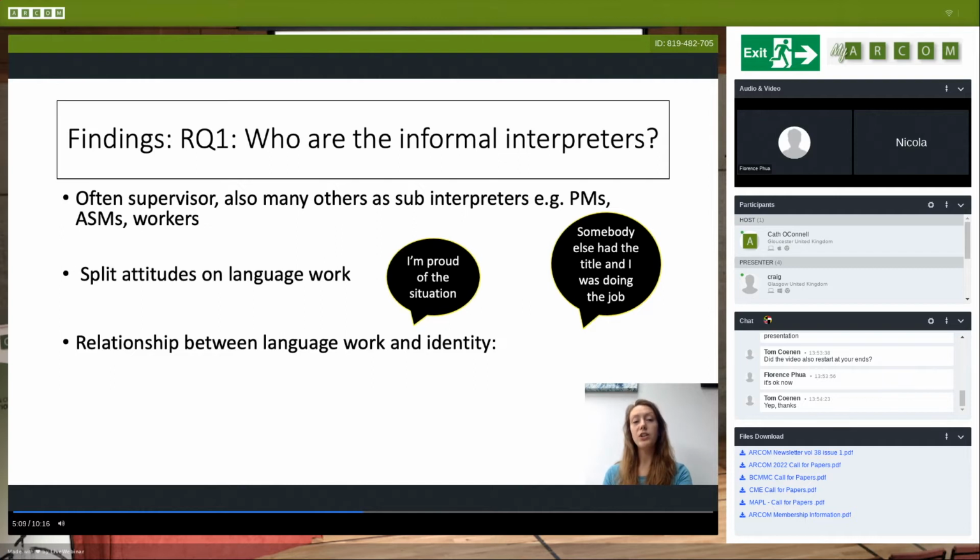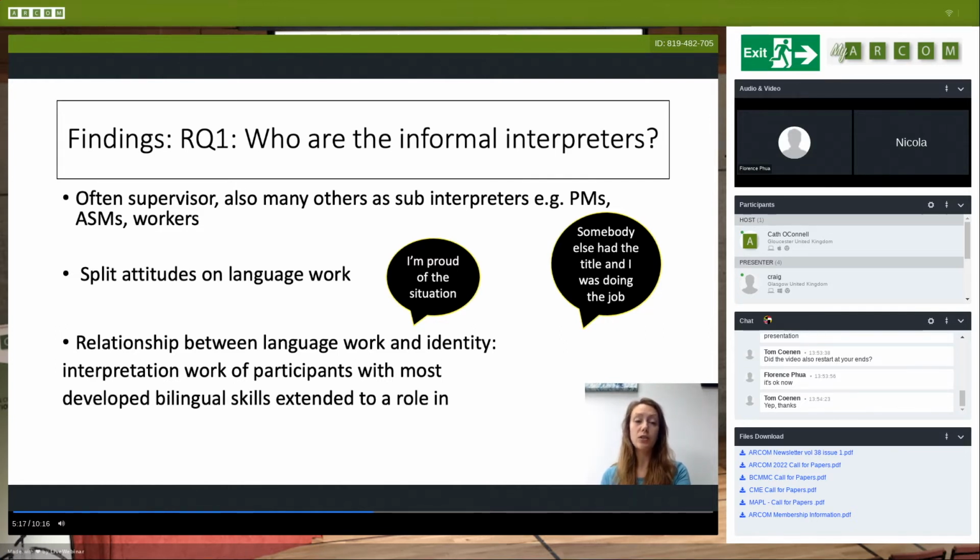There is also a relationship between language work and identity. So the interpretation work of participants with most developed bilingual skills extended to a role in facilitating good relations on site. This included mediating tensions and sometimes explaining cultural differences, whereas other informal interpreters did the minimum language work required of them, and bilingualism was not a salient part of their identity.